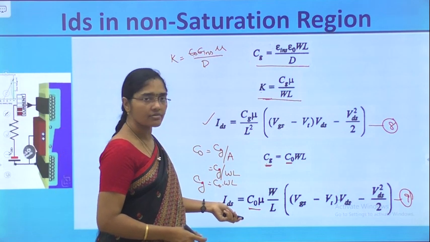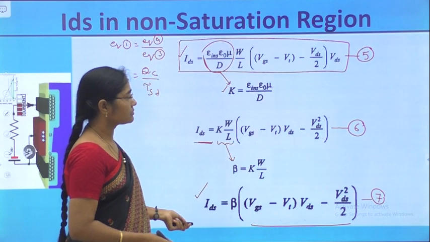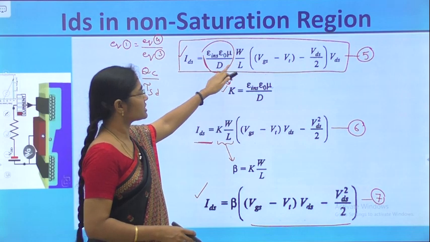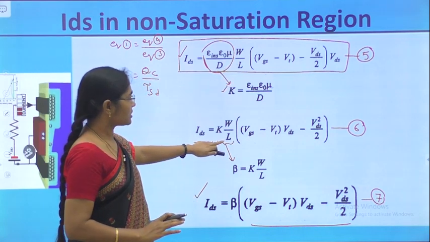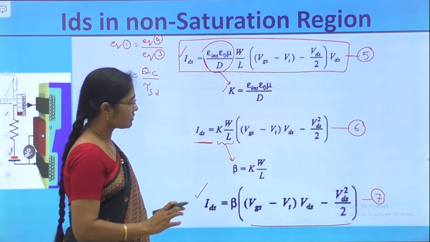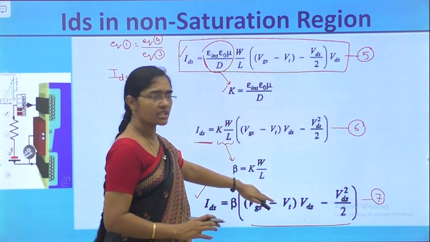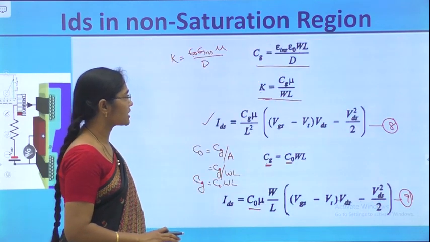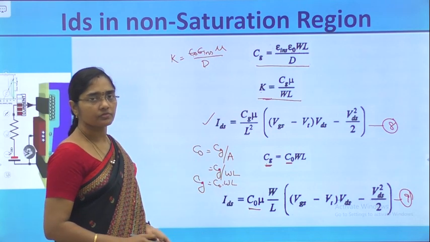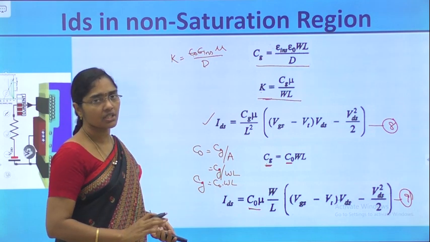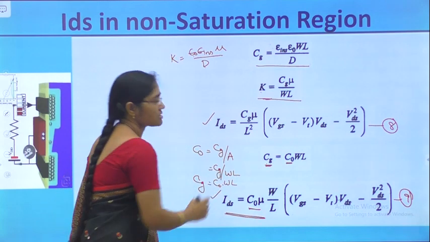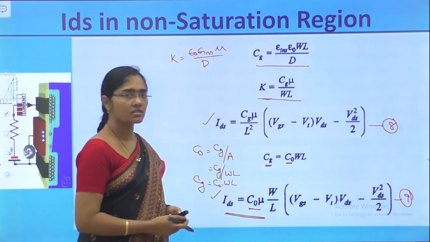So, now how many ways have we seen? From equation 5 onward, all the equations have been represented. This is in terms of individual coefficients and all the constant values, then equation 6 is in terms of K, and equation 7 is in terms of beta as a constant value, and the remaining right part, that is the voltage part, is the same. There is no change in the voltage part. Then it is represented in Cg form and in C0 form. So all these are different representations of the current. So finally, our current in the non-saturation region is this.